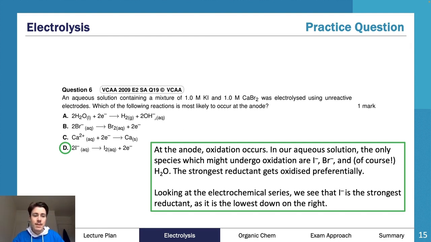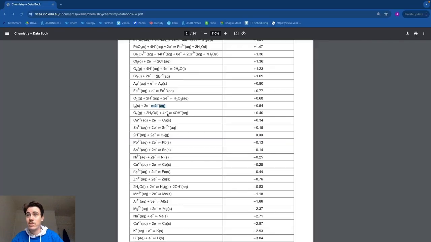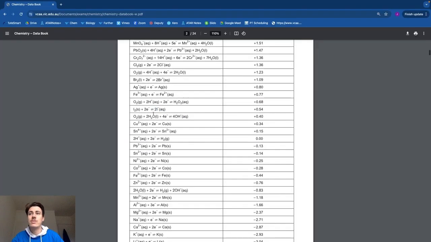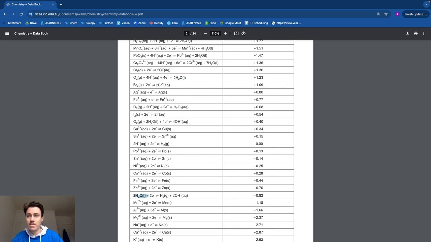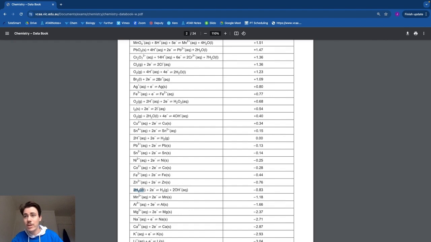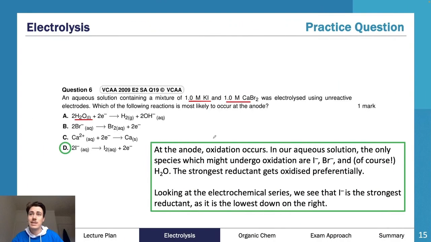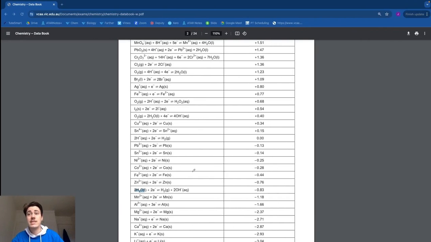Now, what's really important in this question is something that I didn't discuss. What about the water? These are aqueous. So what about the water? In this question, it's really important you identify that there is water available. So I would need to highlight my waters. There is one here and there is one here. They are the two waters I would need to highlight. When I look at this, the water is actually the strongest oxidant. So if this was asking about the cathode, I would have been talking about water. But in this case, I'm not.